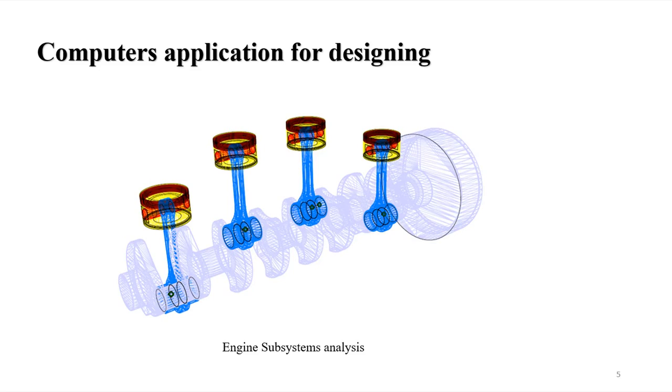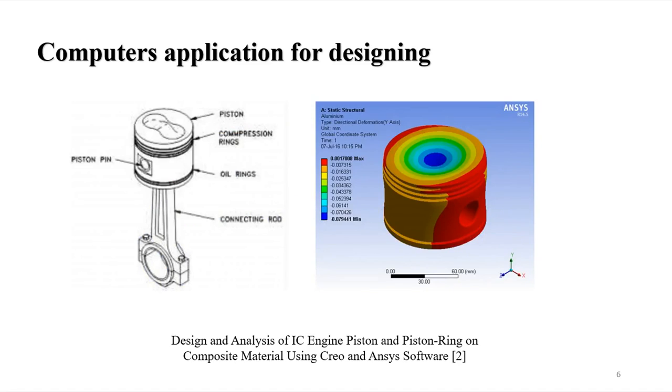Here, we pick a subsystem and make a simulation that shows us the effect of internal pressure from combustion on the top of the piston. Let us proceed. There you go. Here you can see the effect of pressure on a piston deformation.